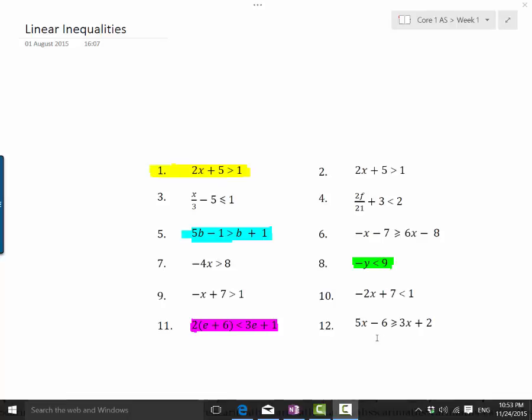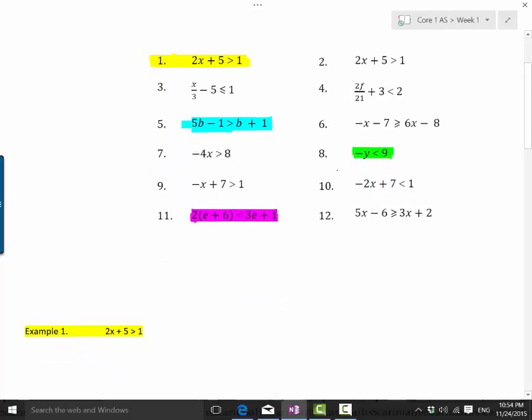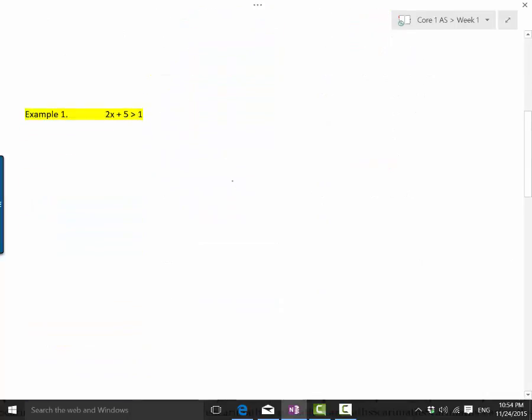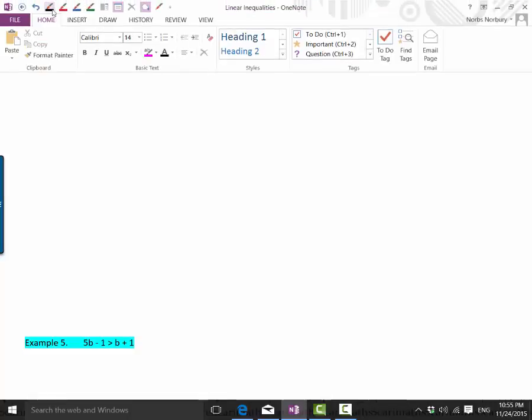Let's move on to question 1. So here we have 2x plus 5 is greater than 1, is technically how you'd say it, and I'm sure some of you will remember the crocodile eats the bigger side or the bigger number. We're just going to solve it now.